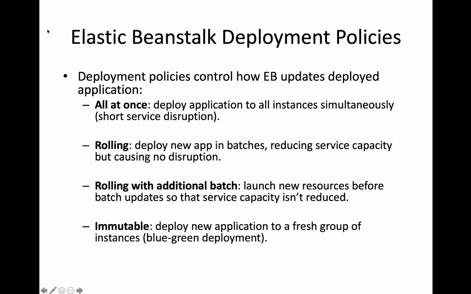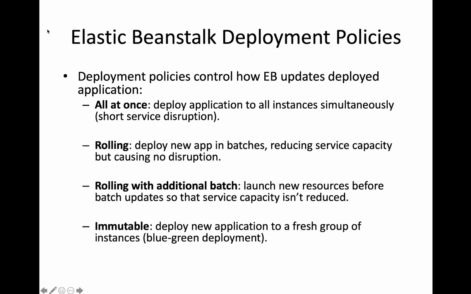I mean, imagine you had 5 web servers, and if you were updating them one at a time, then for a short period of time, only 4 web servers would be available to your customers because one would be taken out of service for updating purposes. And that would reduce the amount of computing capacity available to your customers. In order to mitigate that problem, you could do a rolling with additional batch. So the Elastic Beanstalk service will spin up an additional EC2 instance so that 5 instances are always serving your customers at any given point in time.